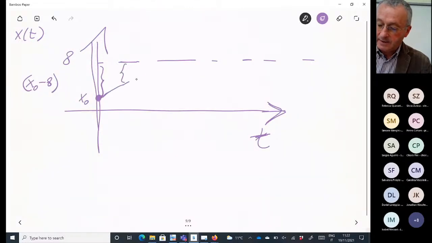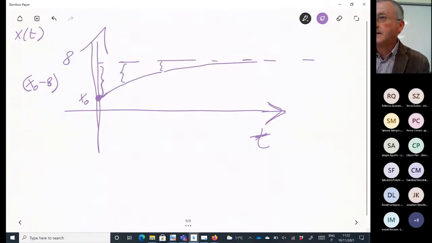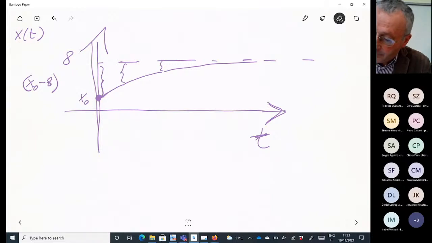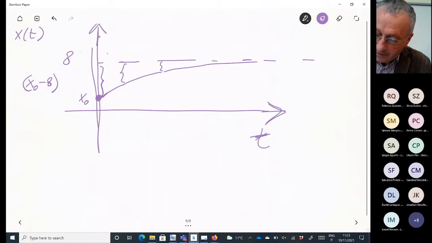What happens if we start above? The same, because if we start above, for instance here, we have a positive deviation from the steady state. In the other case, we have a negative deviation. Here we have a positive deviation, but anyway, it is multiplied by something that goes to 0. So in the long run, we have this, okay?